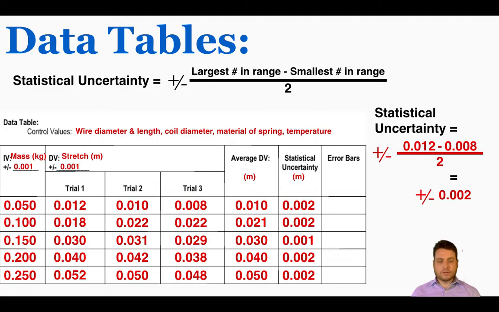Finally, we need to find the error bar values. The error bar values are something that we'll use when we're actually graphing the data. We'll talk about that more in the Logger Pro video. For now, you just need to know that error bars express uncertainty. So when we're drawing error bars, we want to make sure that we're expressing the full uncertainty that we actually have. And that would be the larger of either the statistical uncertainty or the measurement uncertainty of the DV. So whichever number is larger is the one that I'm going to record in my error bar.